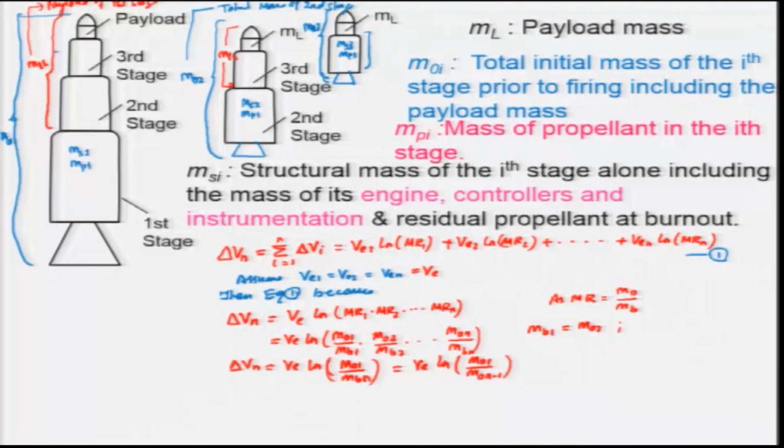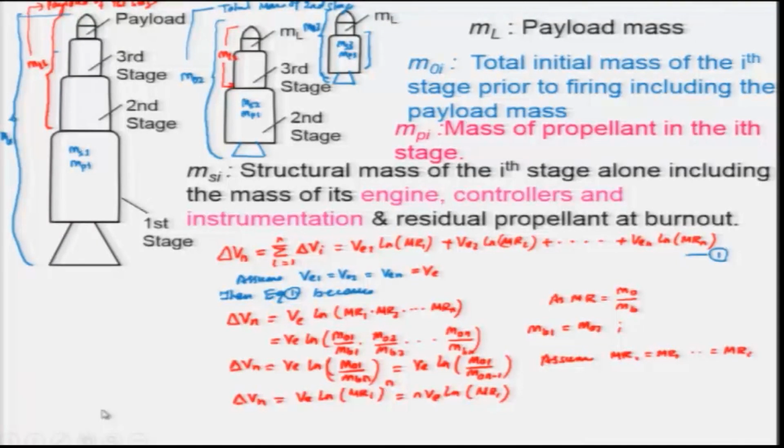So, what you can see is that, if I assume that m_r1 is equal to m_r2 is equal to m_rI, I can write down delta V_n is equal to V_E ln of m_rI to the power n, because all of these are the same. So, I can write this as n V_E ln m_rI.